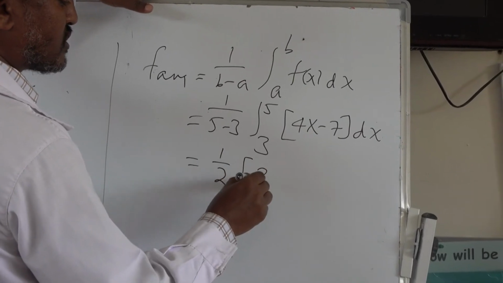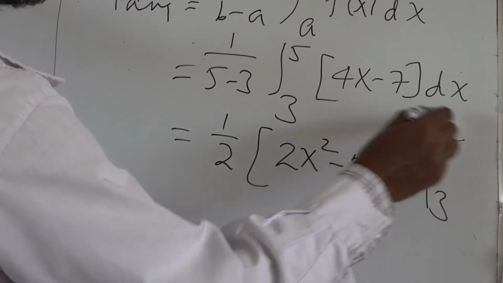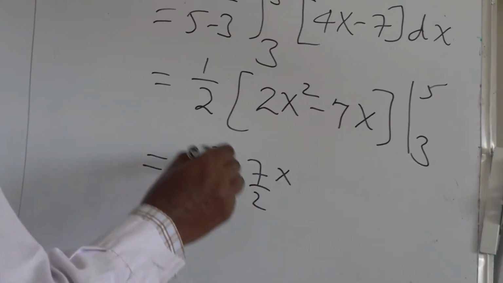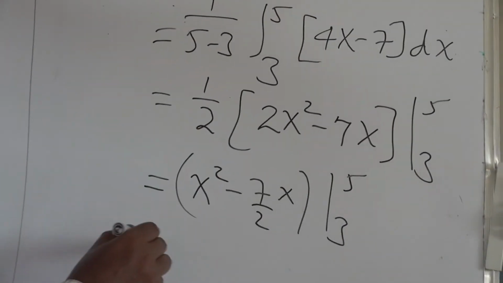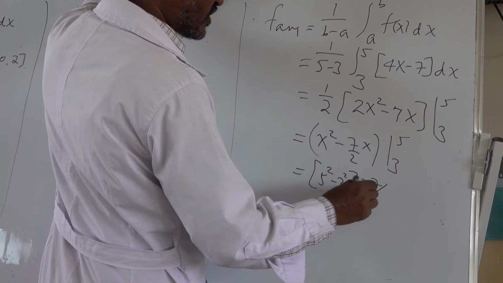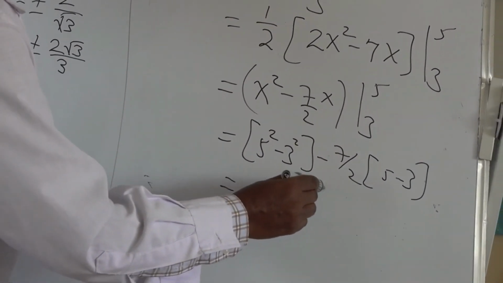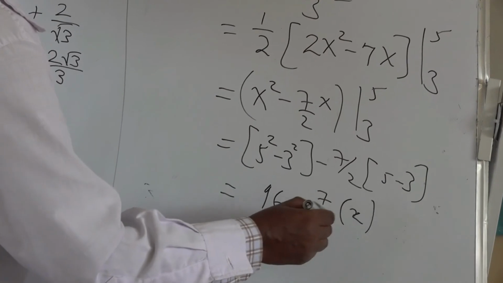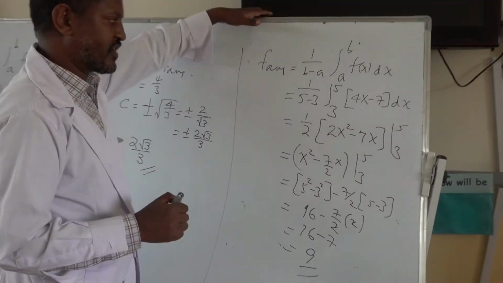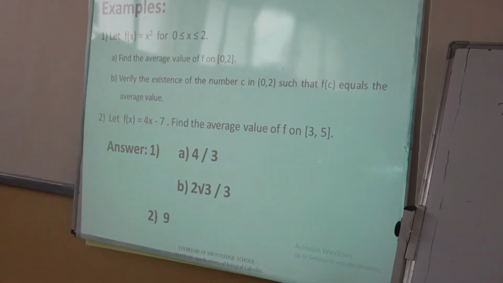The integral of 4x is 2x squared minus 7x. Evaluate this from 3 to 5. Half of 2, it is simply x squared minus 7 over 2 x. Evaluate this from 3 to 5. That is 5 squared minus 3 squared minus 7 over 2 times 5 minus 3. 25 minus 9 is 16, minus 7 over 2 times 2. The 2s cancel. 16 minus 7, that is 9. Therefore, the average value of f of x on the interval 3, 5 will be 9. So the answer for this question will be 9.